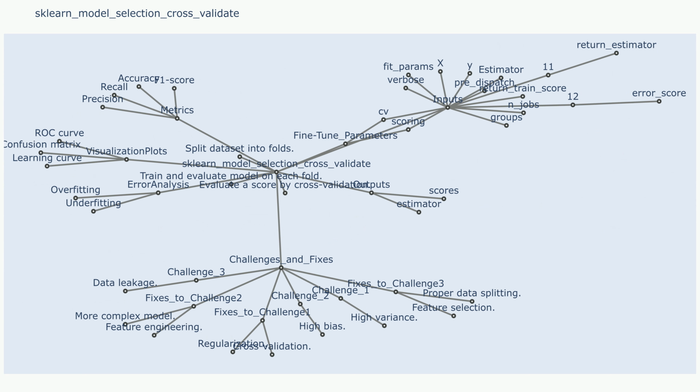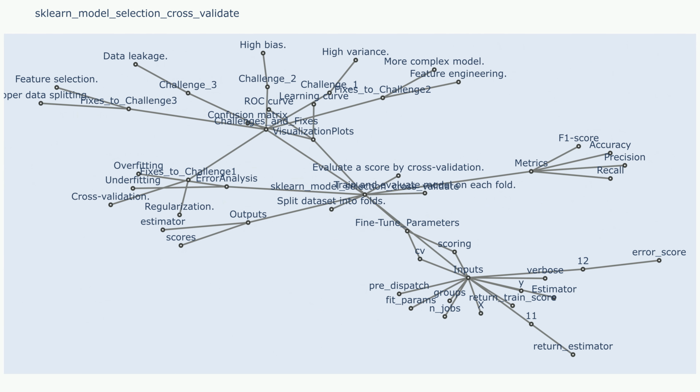Challenge 3. Imbalanced data. When classes are unevenly distributed, the model might favor the majority class. Sample use case: in a fraud detection dataset, the number of fraudulent transactions might be much smaller than the number of legitimate transactions. Fixes. Oversampling: replicate minority class instances. Undersampling: reduce the number of majority class instances. Weighted sampling: assign different weights to different classes during training.